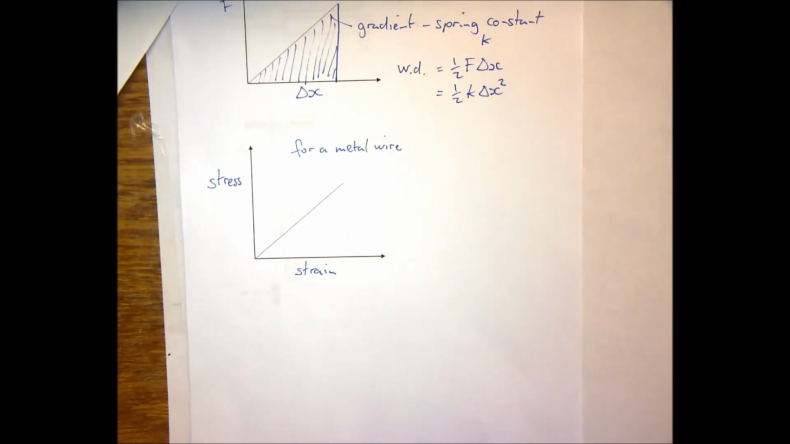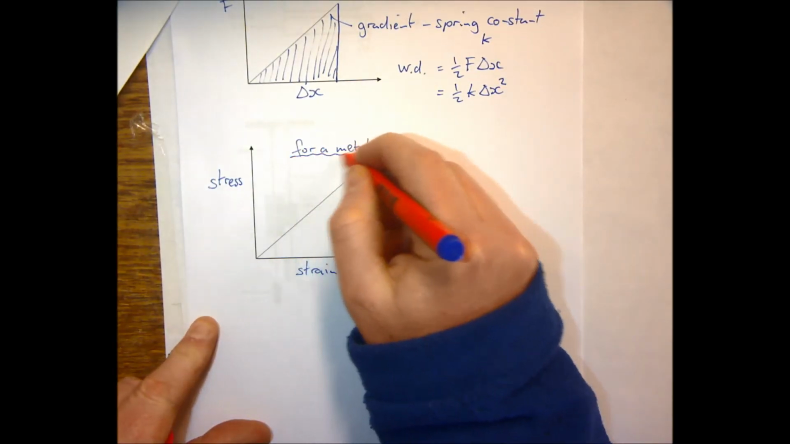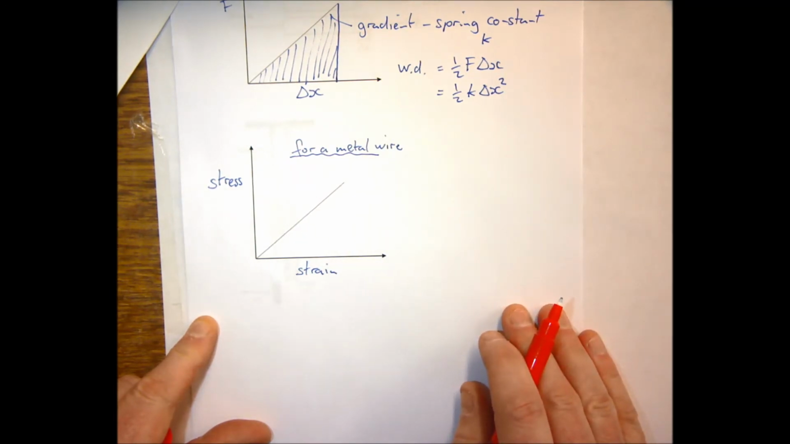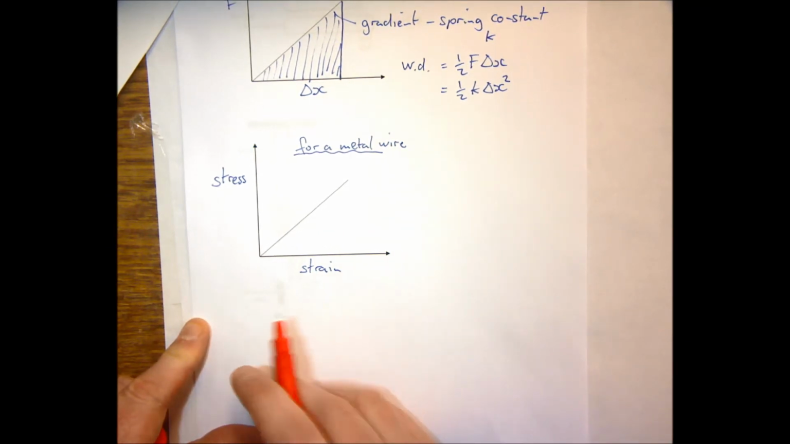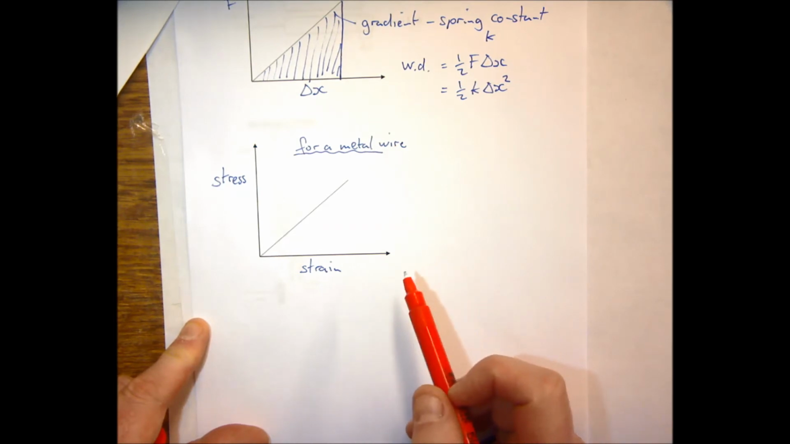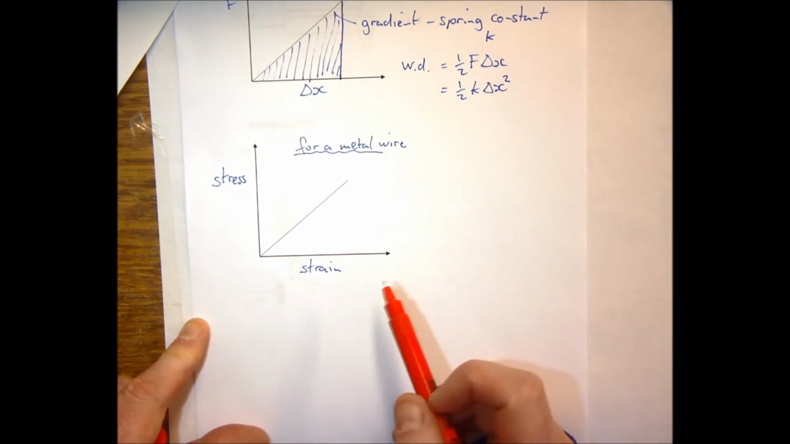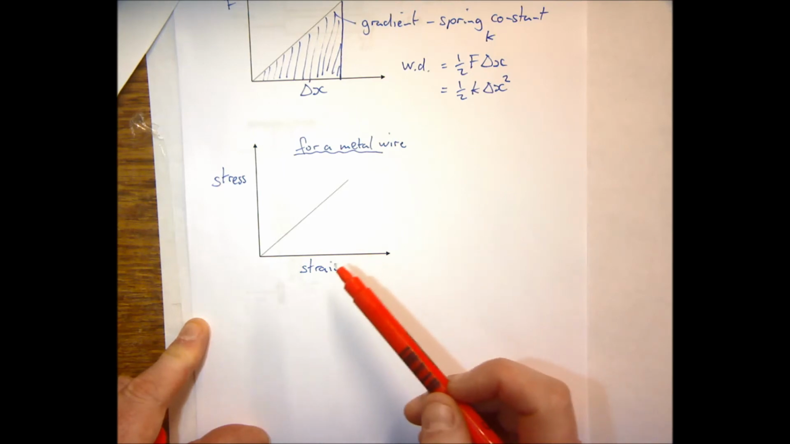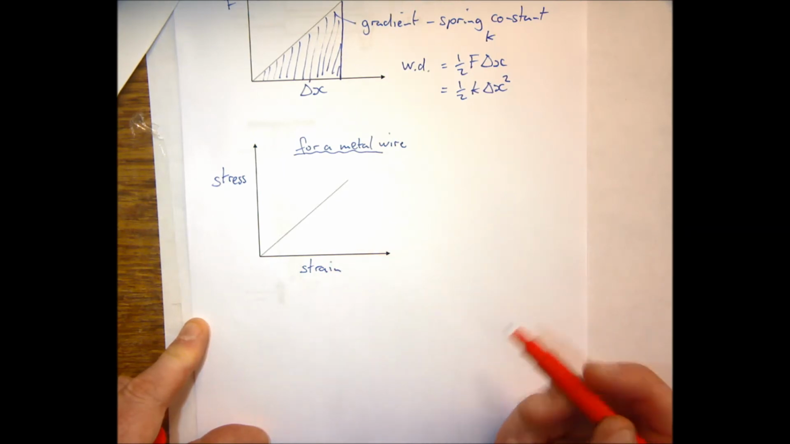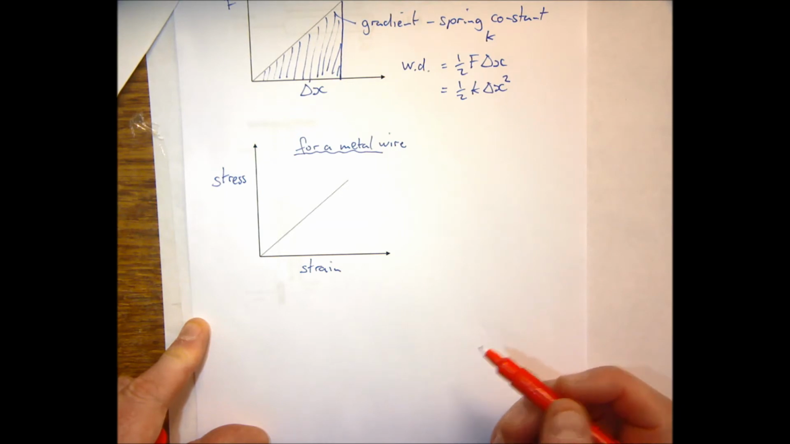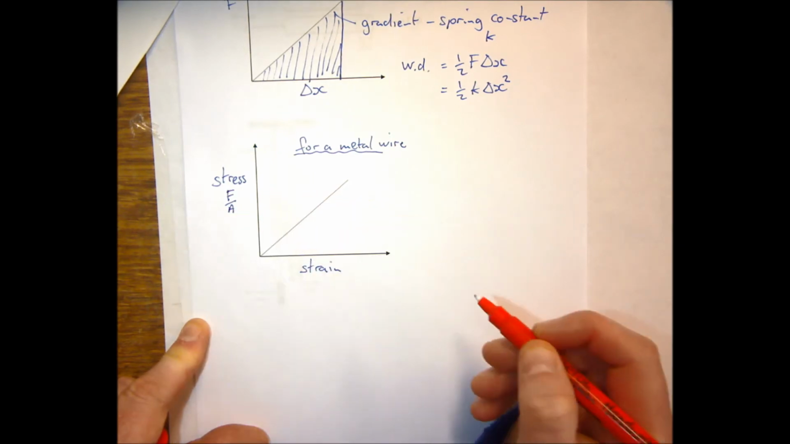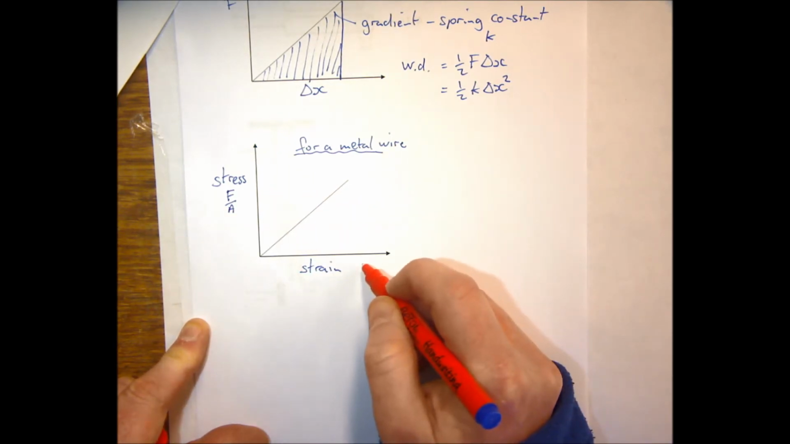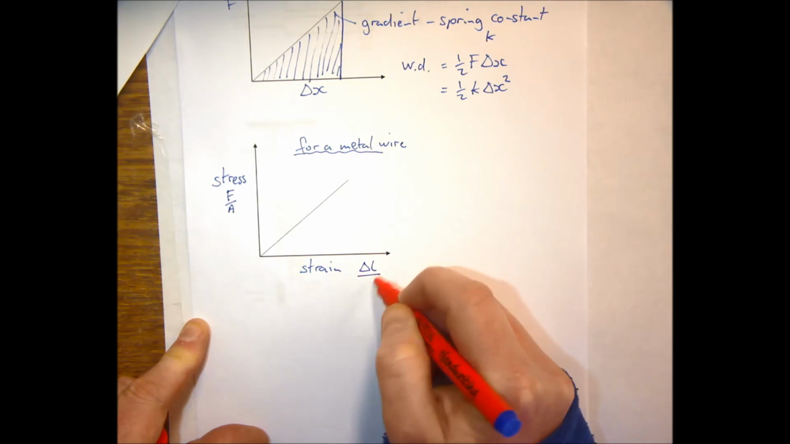Okay, if we go to a metal wire now, instead of plotting force against extension, we plot something called stress against strain. And the reason for all this is that the stretch of a wire will be affected by the length of the wire you have and the cross-sectional area. So what we do is we normalise, so instead of plotting force, we plot force over the cross-sectional area, which is of course stress, and the strain, which is the change in length over the original length.